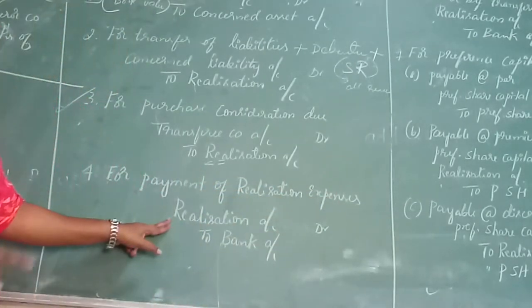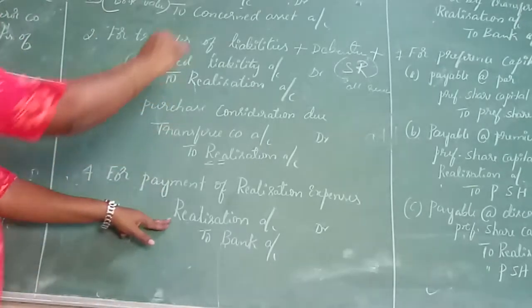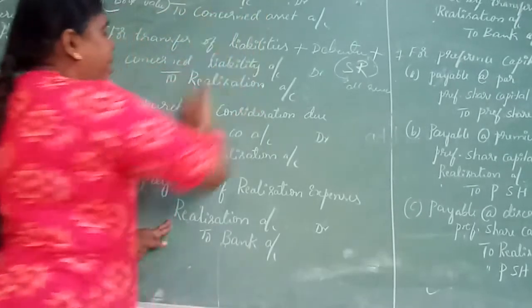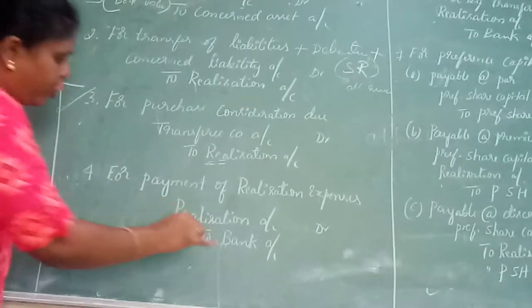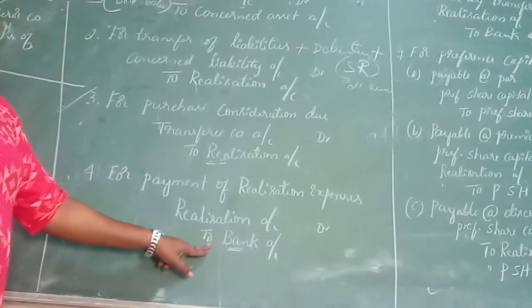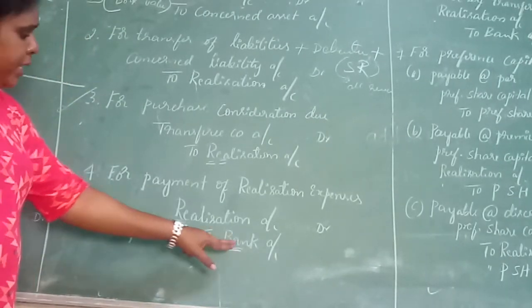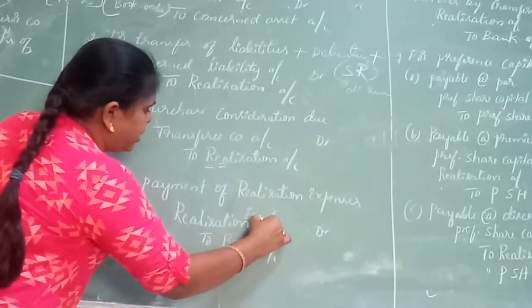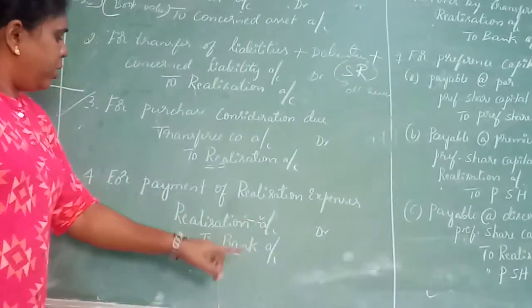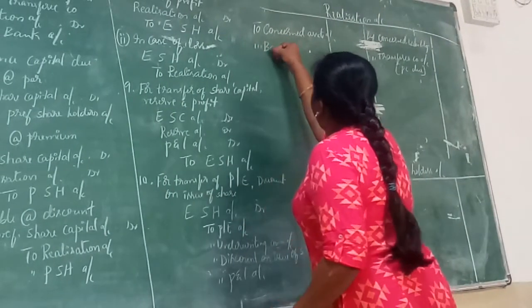So if the transferor company pays the realization expenses, we write in the books of the transferor company. We are paying, which means cash is outgoing. So remember the real account rule: debit what comes in, credit what goes out. Here cash is outgoing. So realization account debit to bank account. So in the realization account you have to write "to bank account".